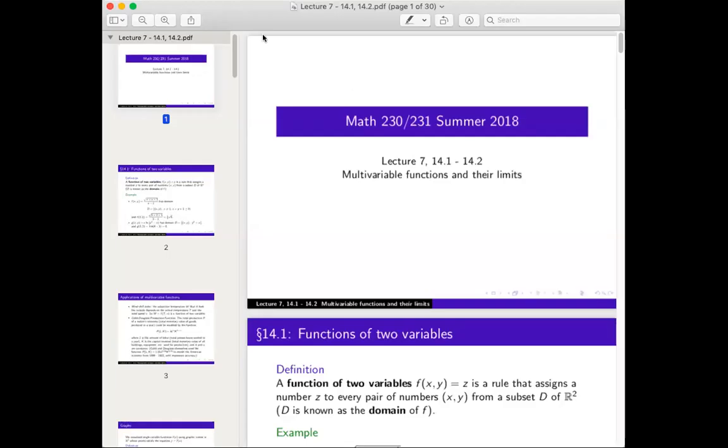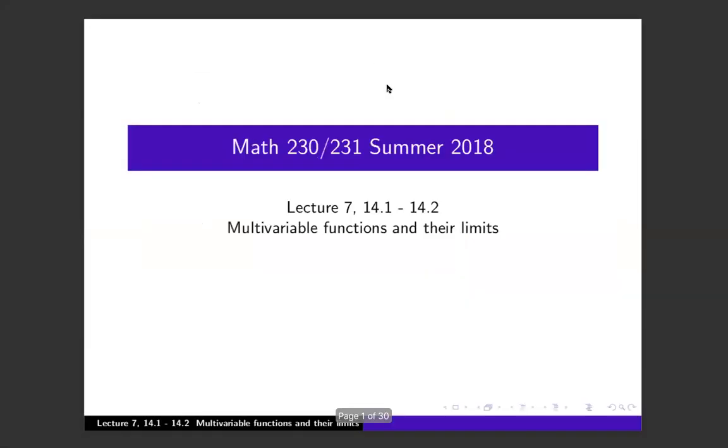So we are moving along with what we've been doing for a little bit. We're starting a new chapter. We're entering a new stage where we're beginning to get into multivariable functions and their limits.